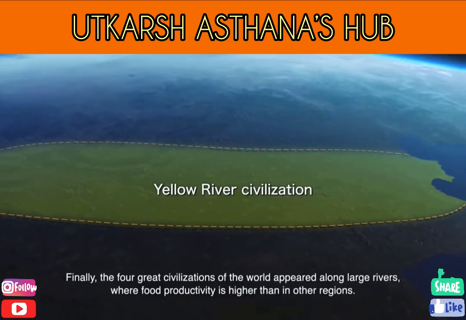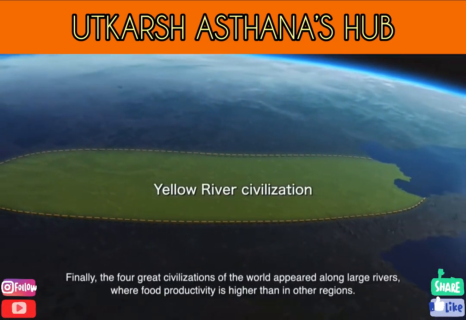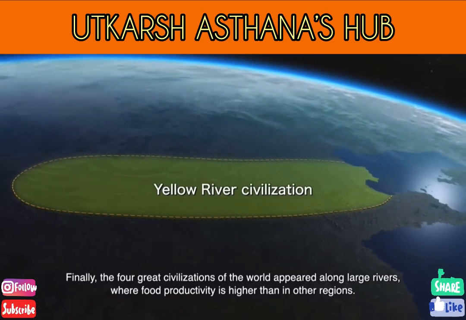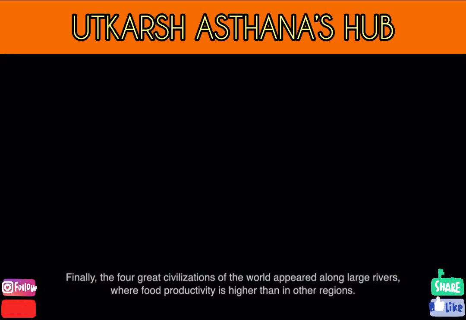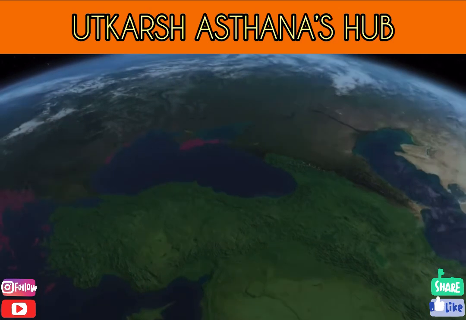Yellow River civilization was amongst the 4 great civilizations of the world which appeared along large rivers, where food productivity is higher than in other regions.